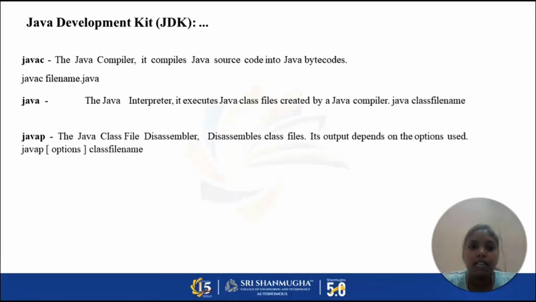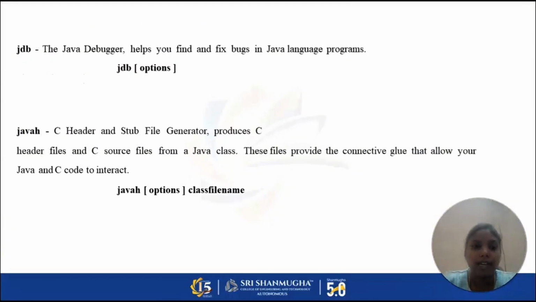Javap is the file disassembler. It disassembles class files; the output depends upon the javap options used with the class file name. Jdb is a debugger. It helps to find and fix bugs in Java programs. Then javah is the header file generator; it produces header files. For example, javah options and a class file name can be supported.